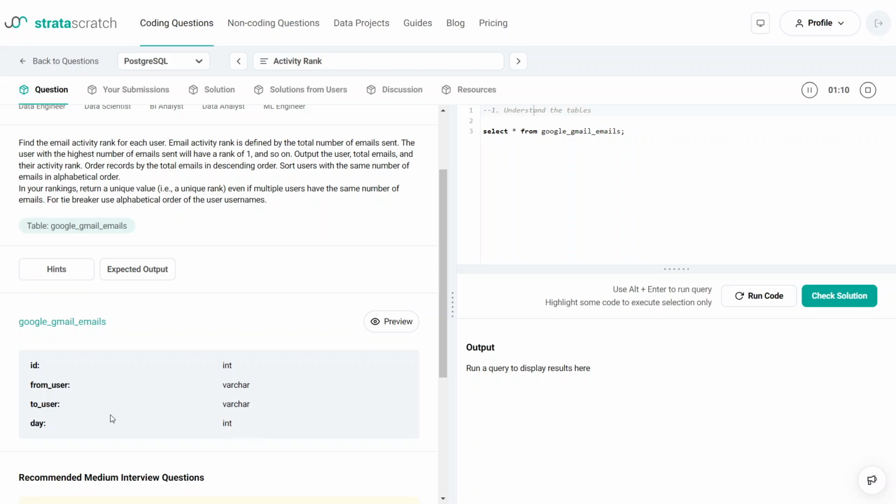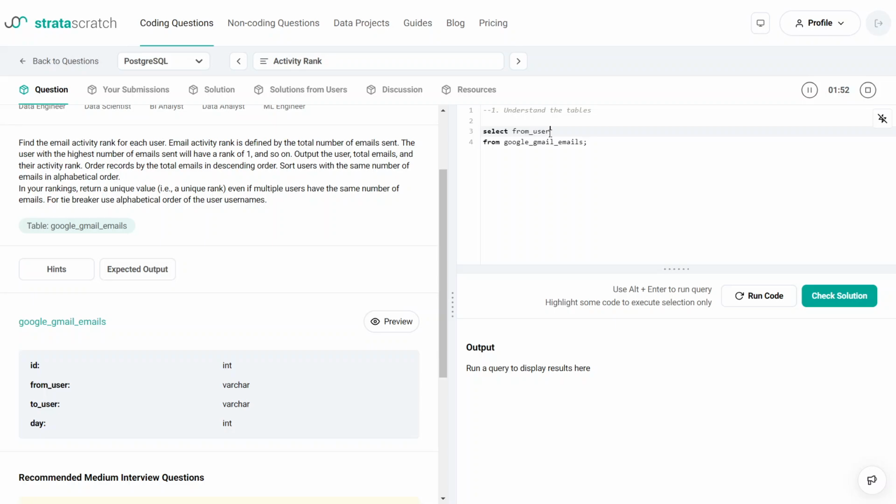So, all right, there's only one table. It's pretty straightforward. Only 4 columns. It looks like ID probably corresponds to the email send ID, and that is probably the most pertinent piece of information from this. So let's start writing our SQL here. So what do we need to do? We need to find the email activity rank for each user, and that is defined as the total number of emails sent. Now we have to calculate the number of emails sent. So let's start with that.